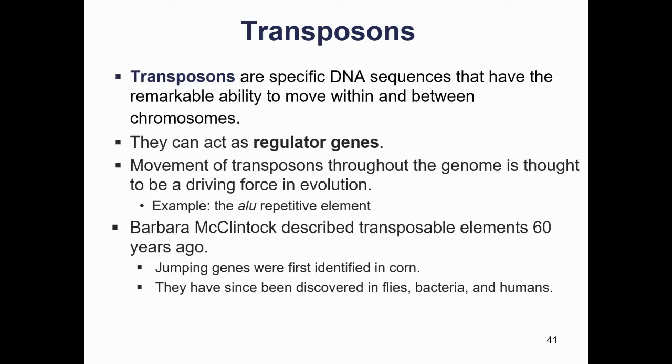When we look at transposons, these are considered to probably play a role in evolution, in changing our DNA and coming up with more variation. They can move between chromosomes, they can act as regulator genes, and by moving, they can change genes, changing genotypes, changing phenotypes. These were first identified in corn. And turns out, the more they're researched, the more we find them in other organisms like bacteria, flies, and humans.